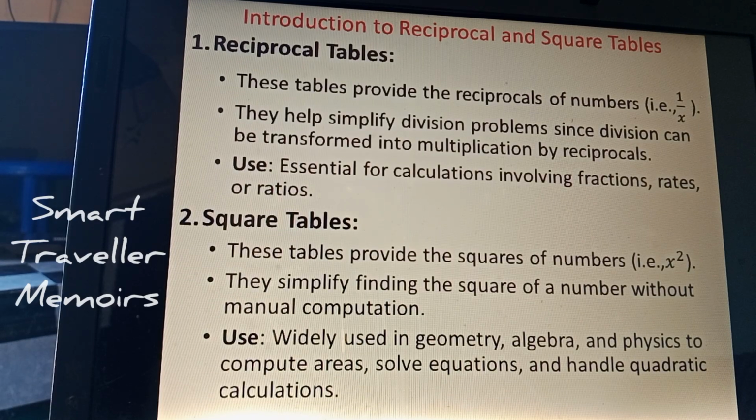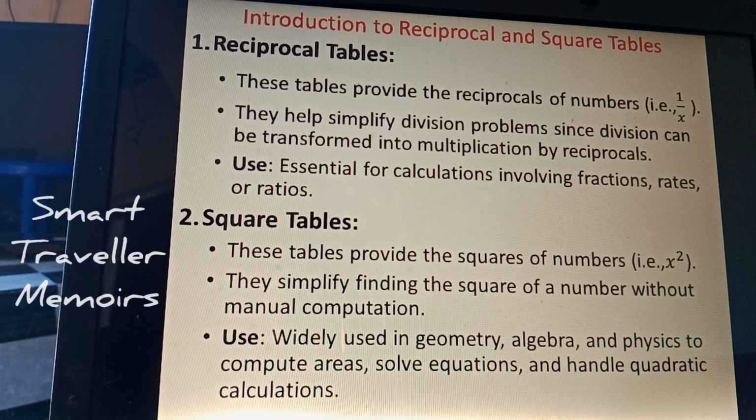Reciprocal tables. These tables provide reciprocals of numbers, that is 1 divided by a number. If the numerator is 1 and the denominator is any number, we call that expression a reciprocal. They help simplify division problems since division can be transformed into multiplication by reciprocals. The use is essential for calculations involving fractions, rates, or ratios.